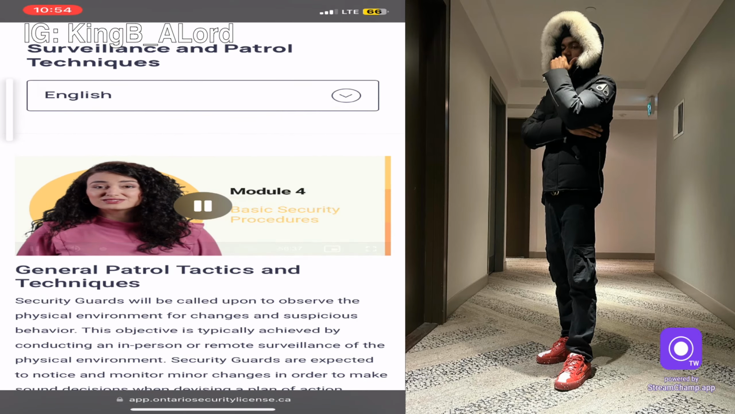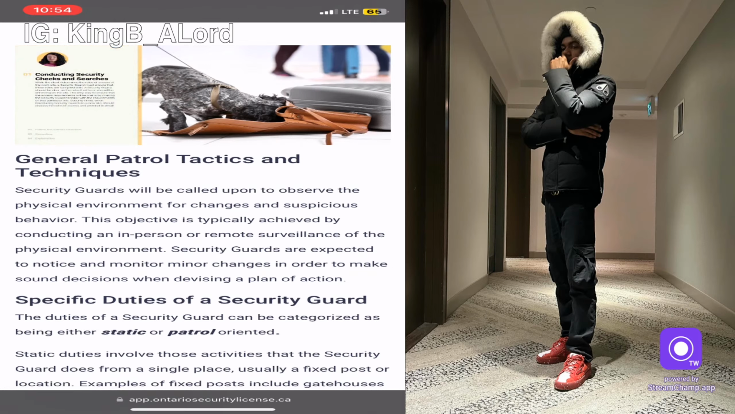In this second part of Module 4, Basic Security Procedures, we will begin by looking at the procedure for conducting security checks and searches. Conducting security checks and searches.